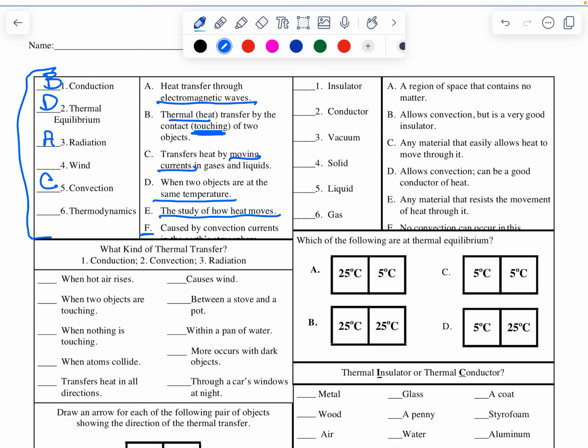The study of heat and how it moves, again, is thermodynamics. And what is caused by convection currents? Obviously, by the process of elimination, you can see that that one is F.